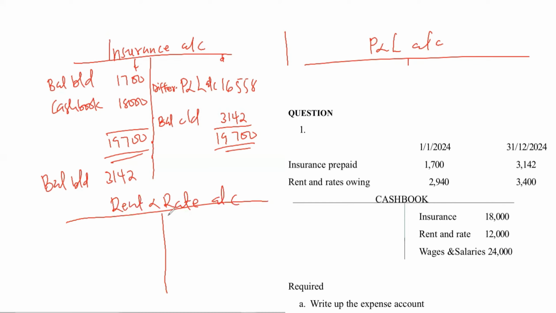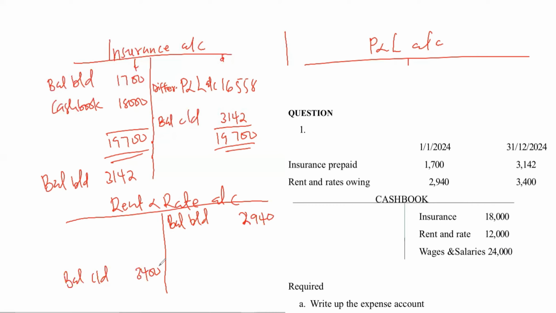So we have the balance brought down, which is the opening balance of the rent and rate owings, which is 2,940. If the opening balance is on the credit side, then you should know that the closing balance will be on the debit side. That is what you should know. Balance carried down, which is 3,400.